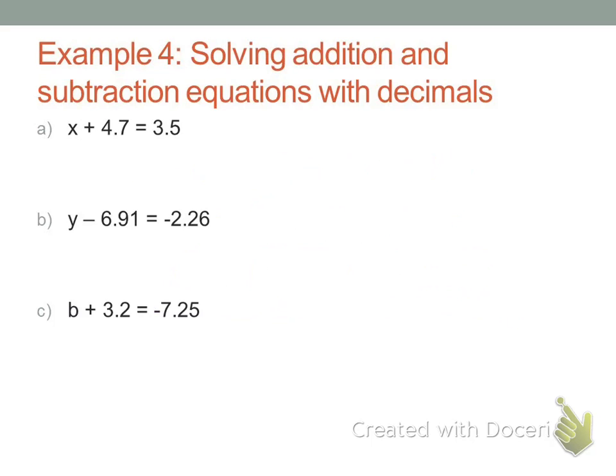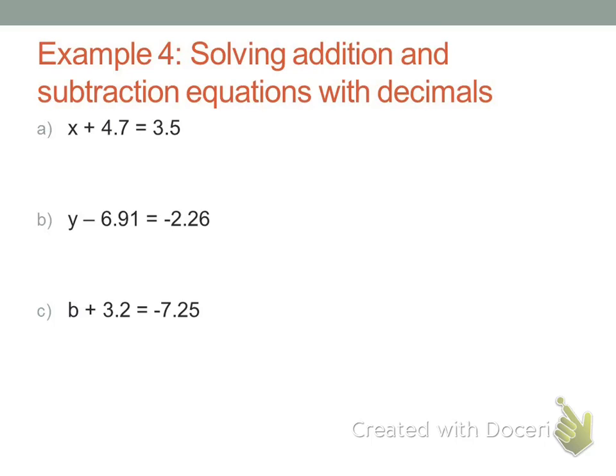Okay, now in example 4, we're doing the exact same thing with decimals, and this is where 2.7 comes in. This is why you have some homework from 2.7, because I don't believe that we need to spend an entire day working equations with decimals. It's just a decimal, okay? So we solve it the exact same way.